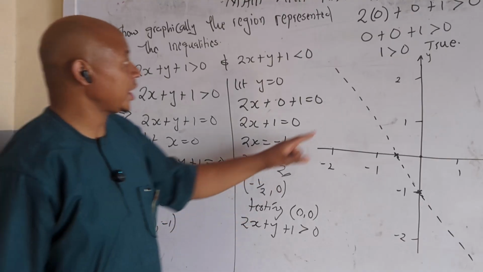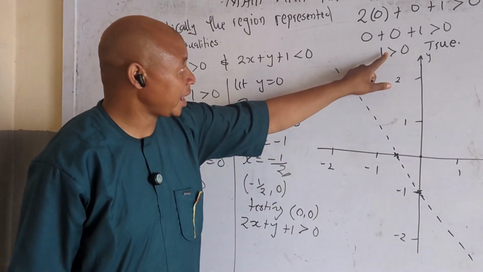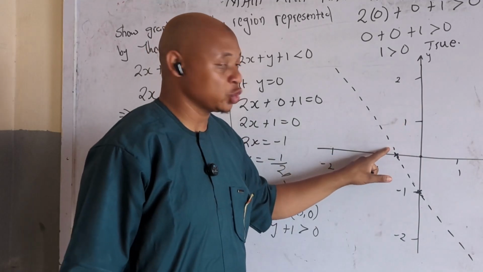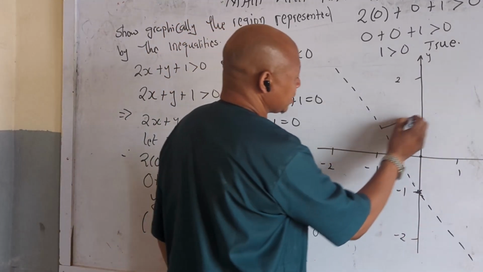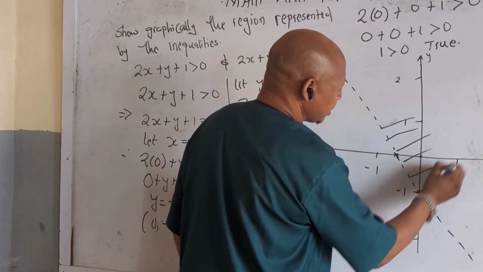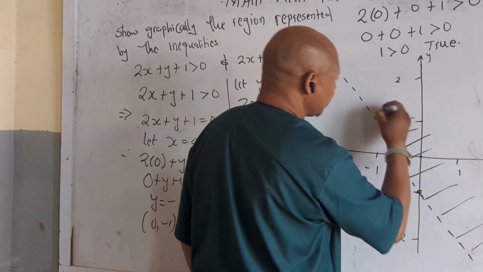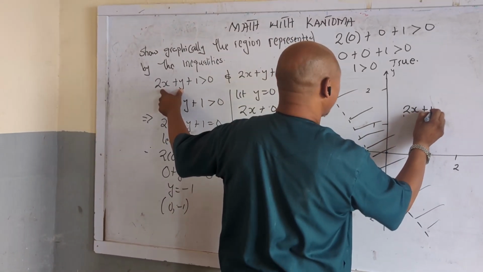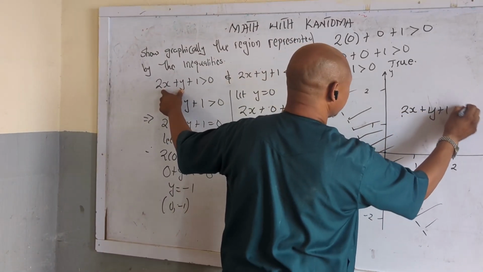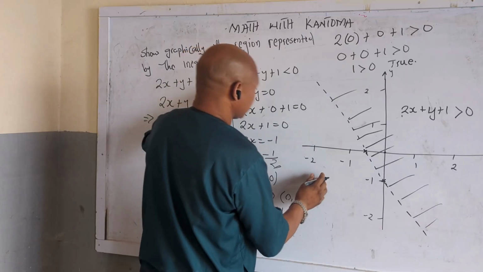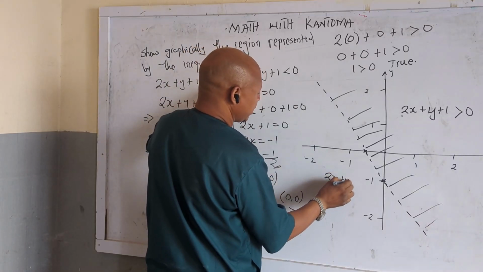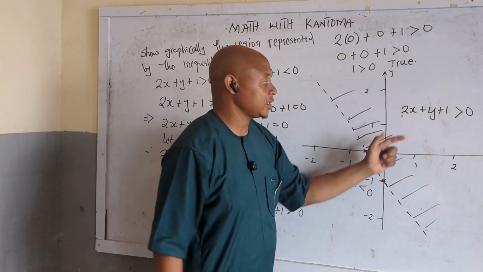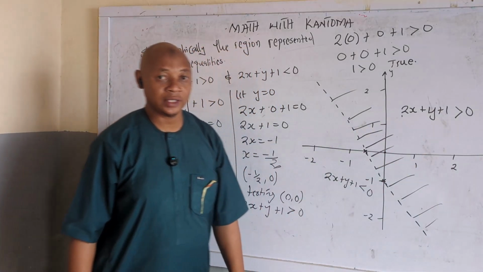Because we tested at the coordinate 0, 0 and found that 1 is greater than 0, and it is true, we shade towards 0. So we shade this side. The whole of this region is the region that satisfies the inequality, meaning this region is for 2x plus y plus 1 greater than 0. The other side does not satisfy it, as it is 2x plus y plus 1 less than 0. So the shaded region is the region that satisfies this inequality.